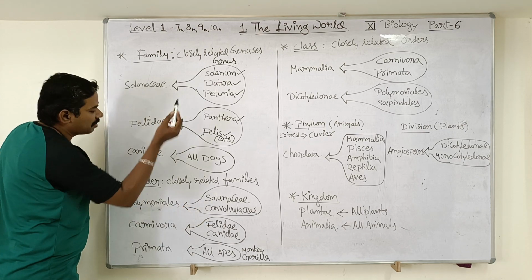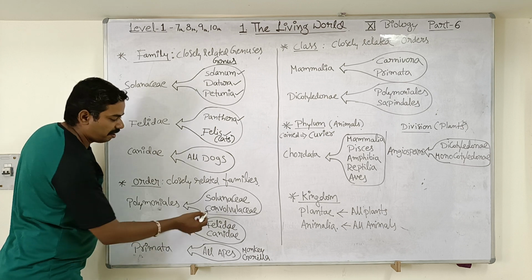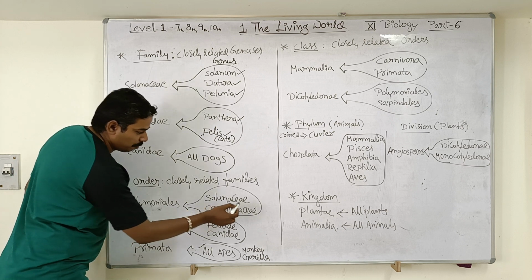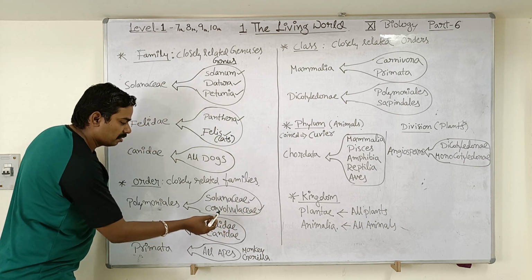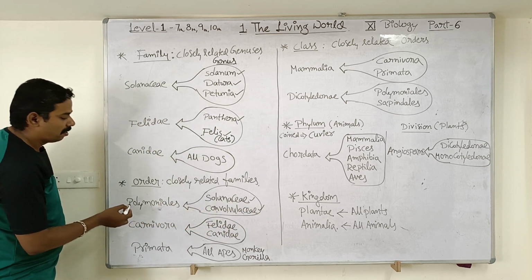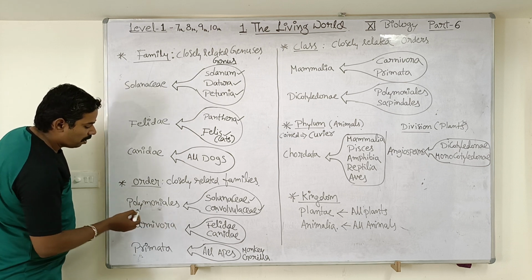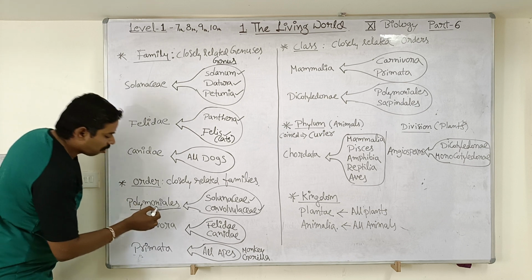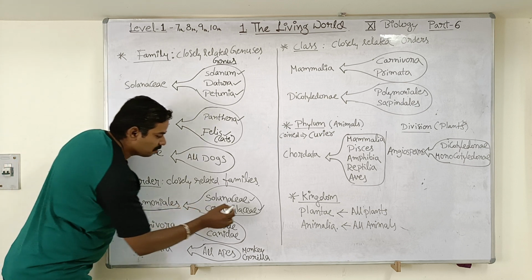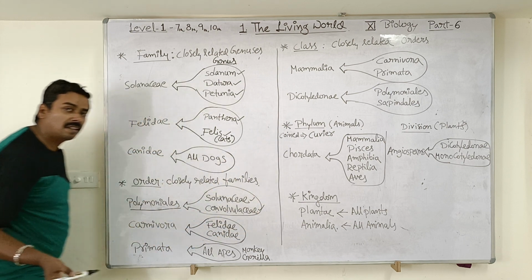Like Solanaceae, there is another family called Convolvulaceae. It is another different family. But there are some similarities in both the families, Solanaceae and Convolvulaceae. That's why they are included in a group called an order. The name of that order is Polymoniales. What is the name of that order? Polymoniales. So the order Polymoniales consists of family Solanaceae and family Convolvulaceae.